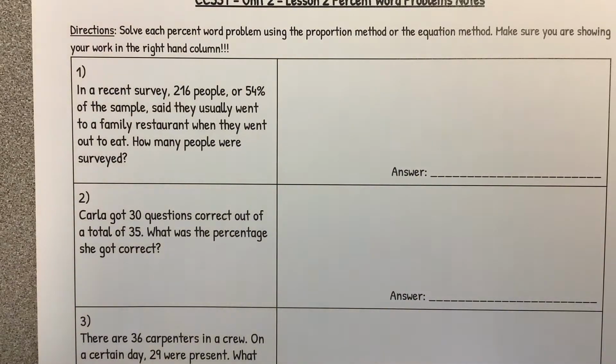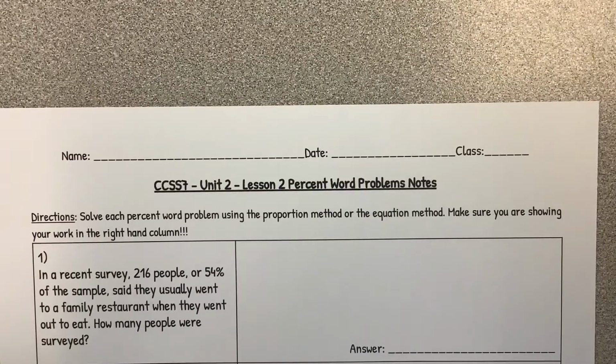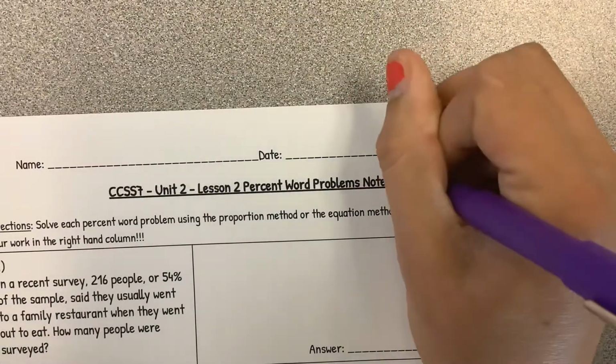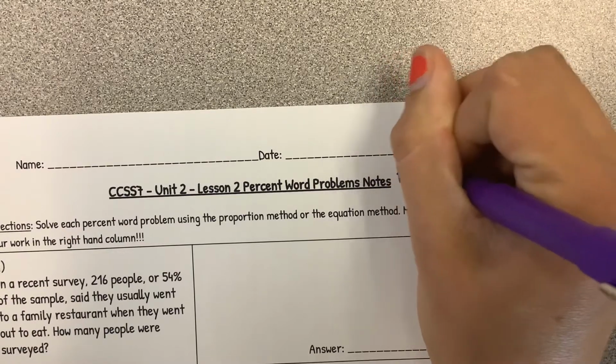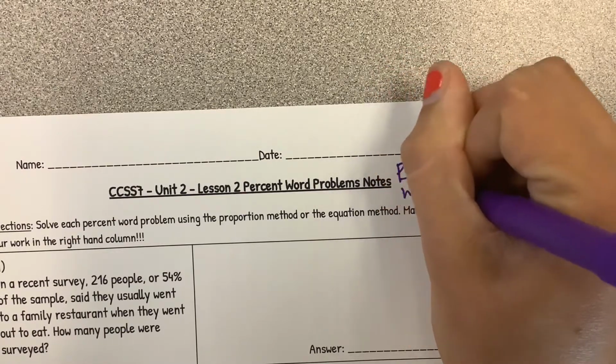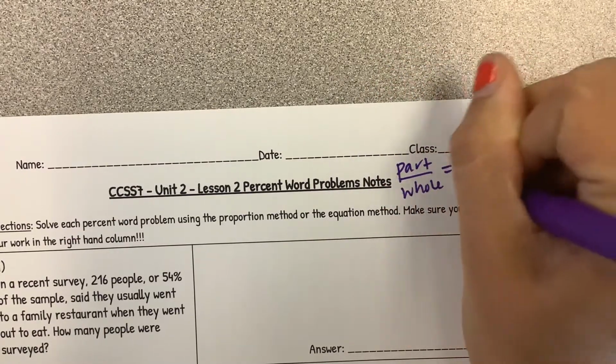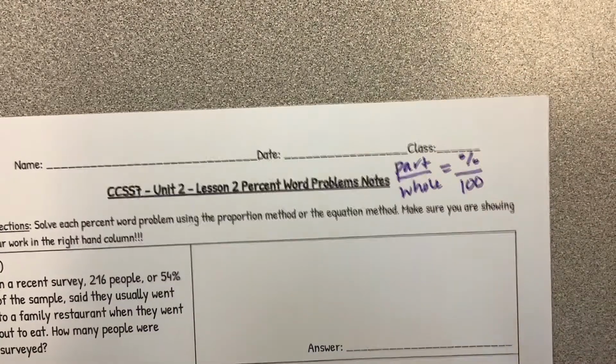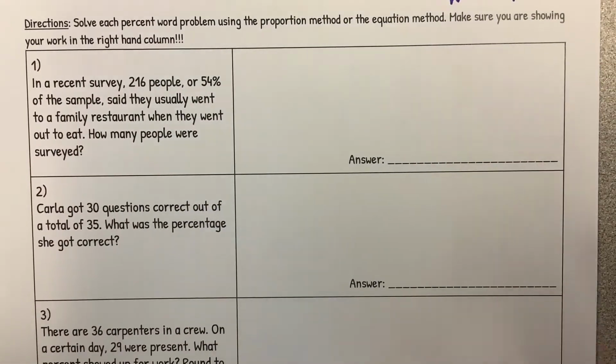Okay, let's look at percent word problems. We still want to keep in mind that we have the part over the whole is equal to the percent out of 100. So let's look at problem number 1.